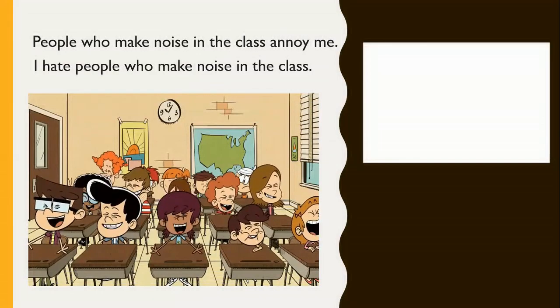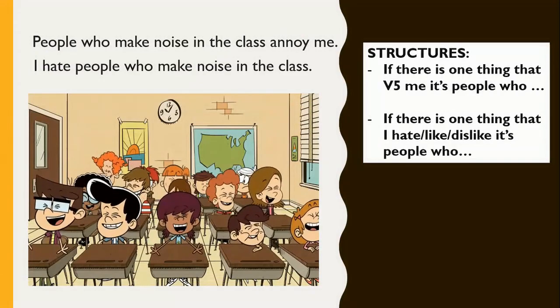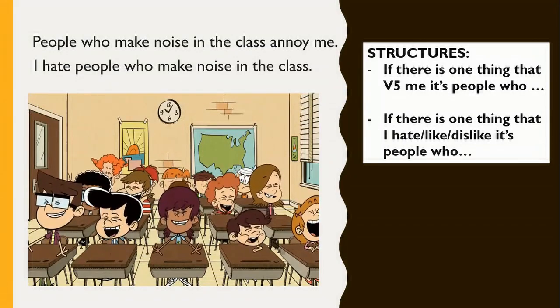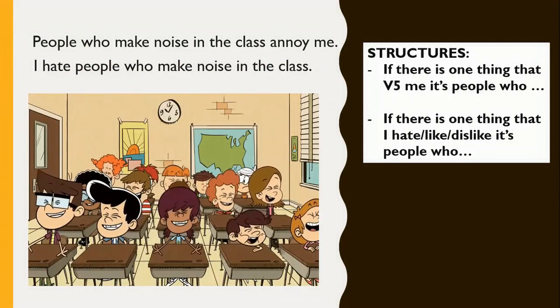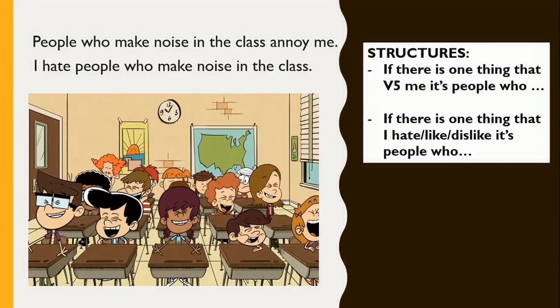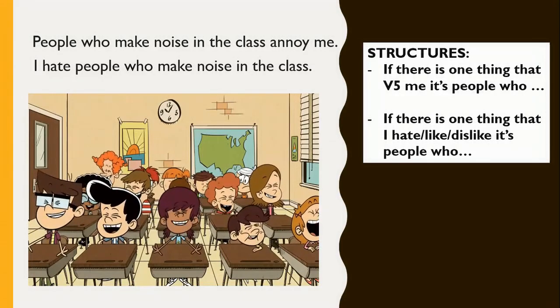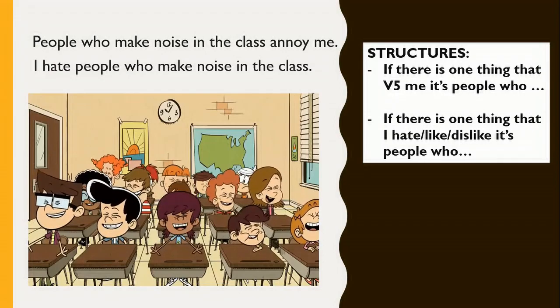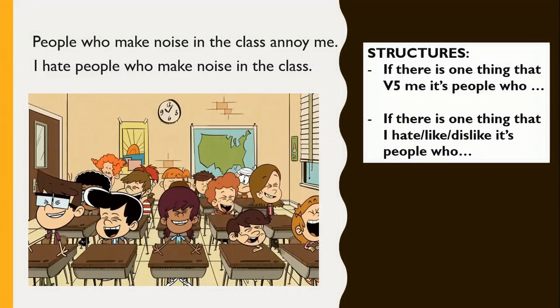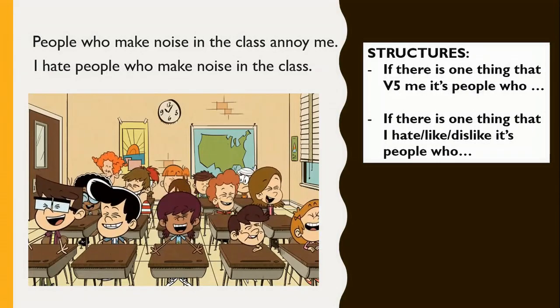Look at the structures. We use the first structure for the first sentence and the second structure for the second statement. Whenever you see the question, always look for the word "me" or "I". It's like a trick. If you see "me", you use the first structure. Whenever "me" is used, there is always a verb, for example "annoy me". So instead of saying "annoy me", you can say, if there is one thing that annoys me, it's people who make noise in the class.